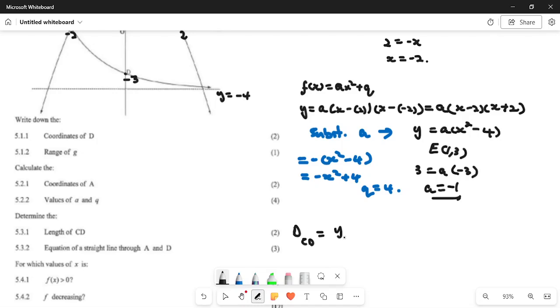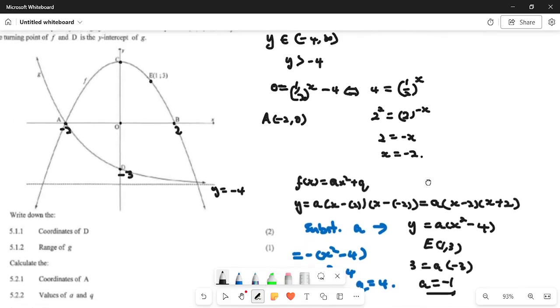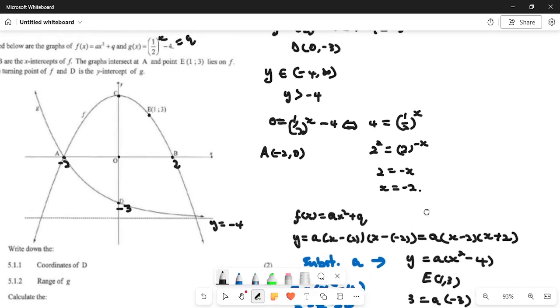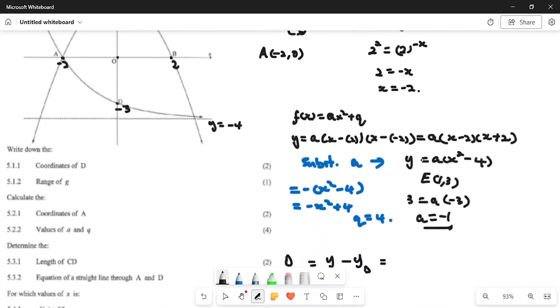We'll say y at C minus y at D. So y at C, I know that to be, do I know what my y at C is? Yeah, that's just the y-intercept of G. So the y-intercept of G, if ever x is 0, it's just a +4.